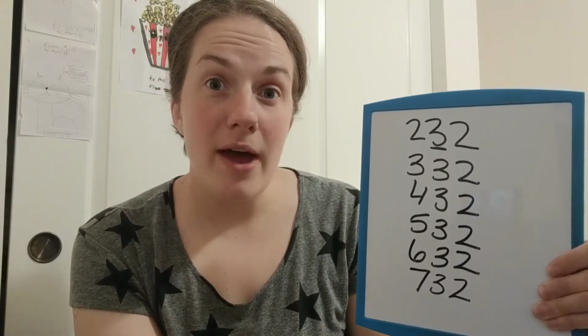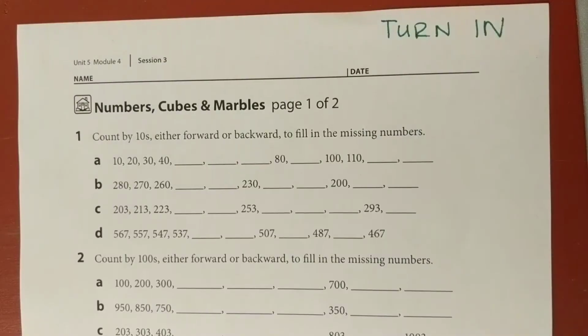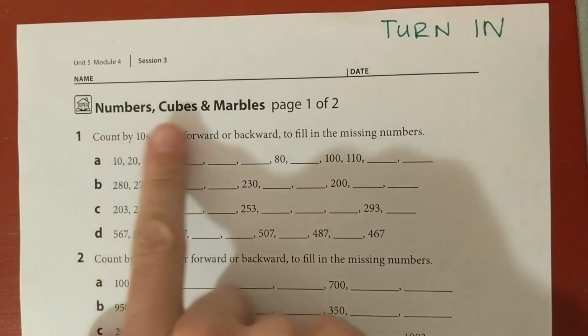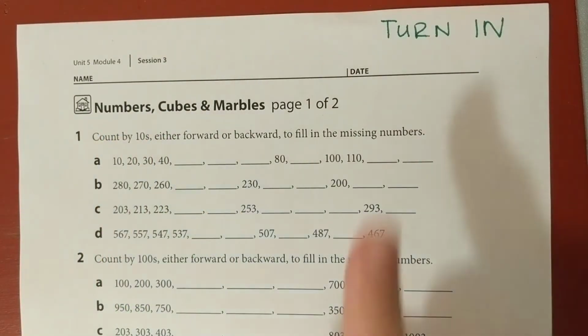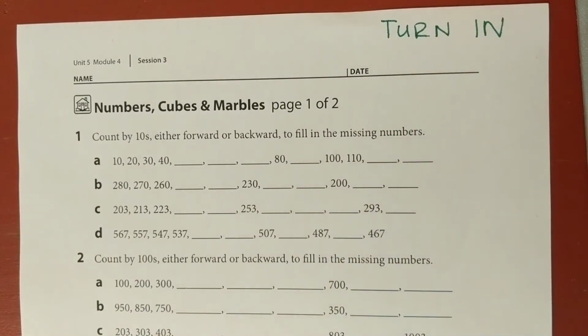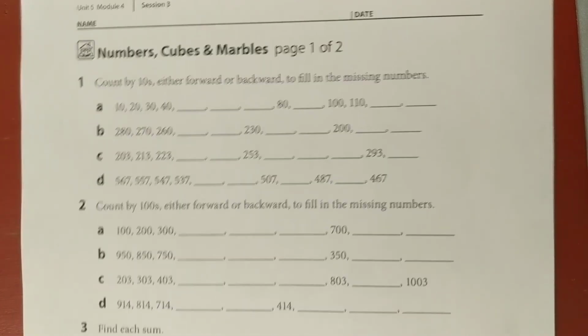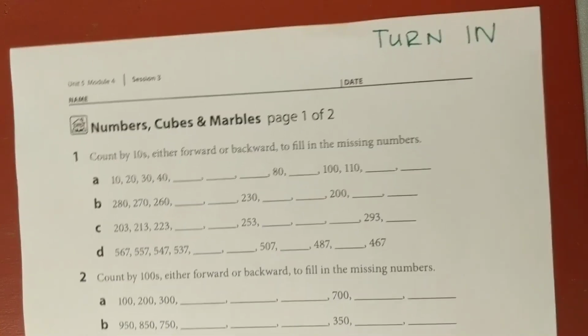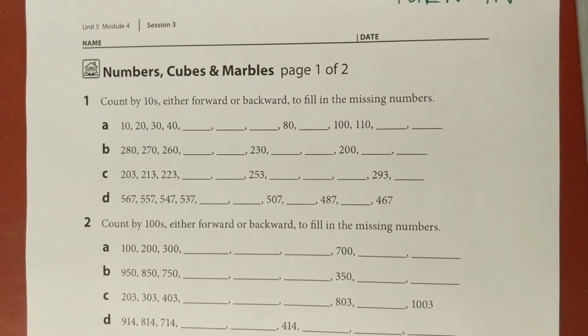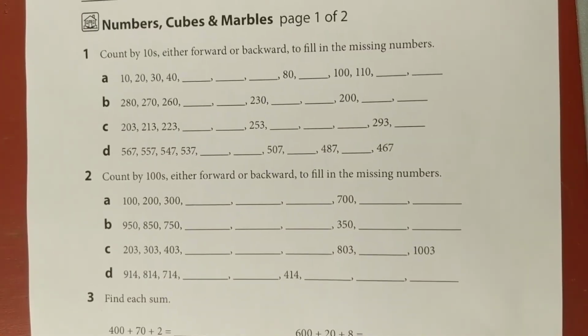All right, friends, let's go ahead and look at the worksheet we're going to do. This is the worksheet you're going to work on today. It's called Numbers, Cubes, and Marbles. It says turn in at the top because Miss Connor, Mrs. Stirk, and I would love for you to take a picture and send this back to us. We've been getting pictures of your work from this last week, and we just love seeing what you're doing at home as mathematicians. So please continue to take those pictures and send them to us so we can see what you're working on at home.